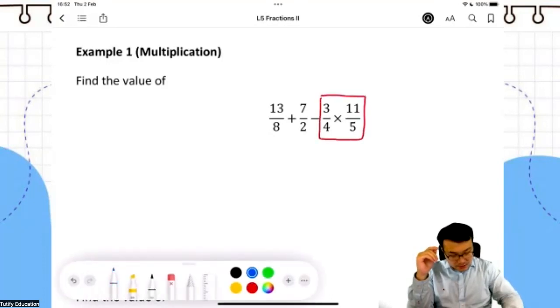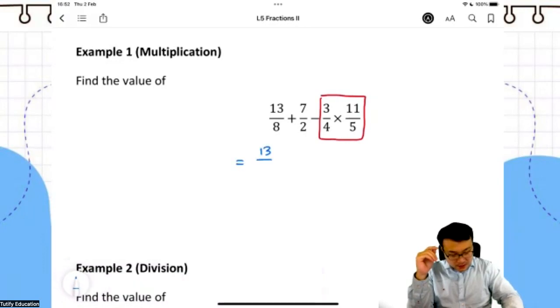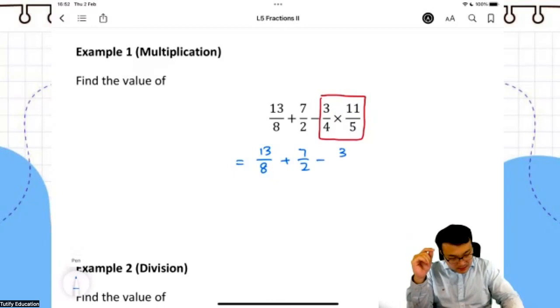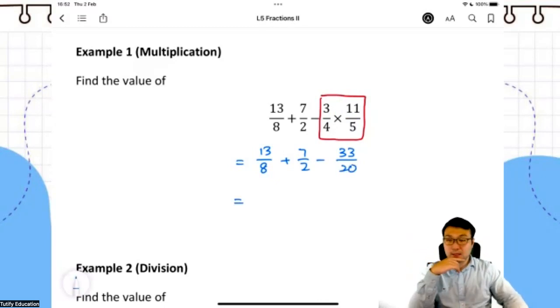And let's do it. So let's just copy down whatever we have first. And now you solve the multiplication. So Kate, can you help me to do the multiplication? You take the numerator times the numerator, and you get 33, yes, over 20. Very good. Then you take the denominator times the denominator, you get 20. Now, what are you going to do next?